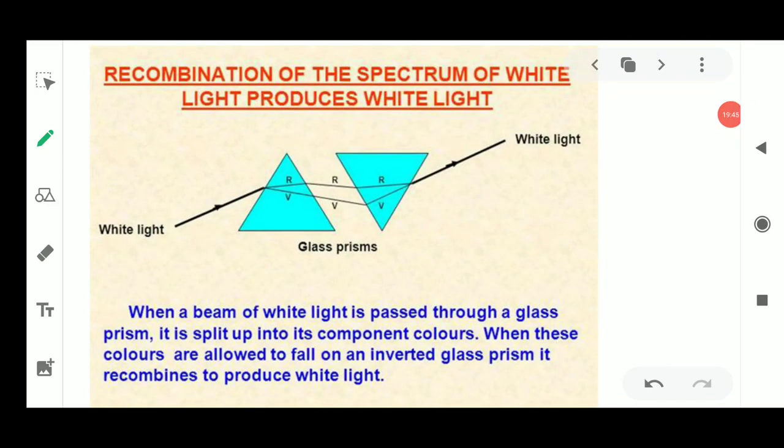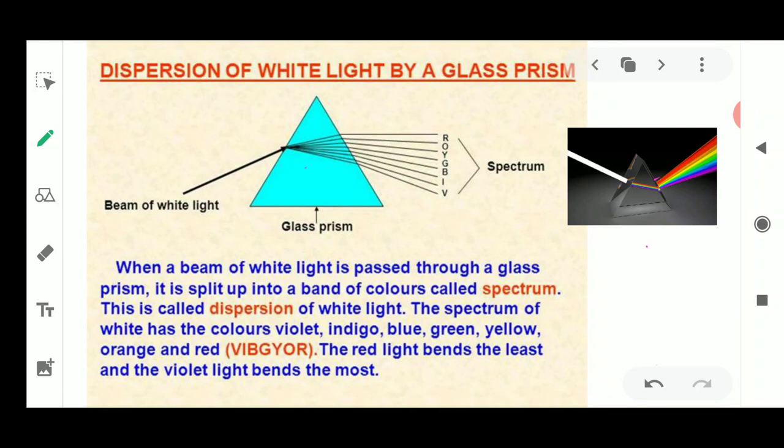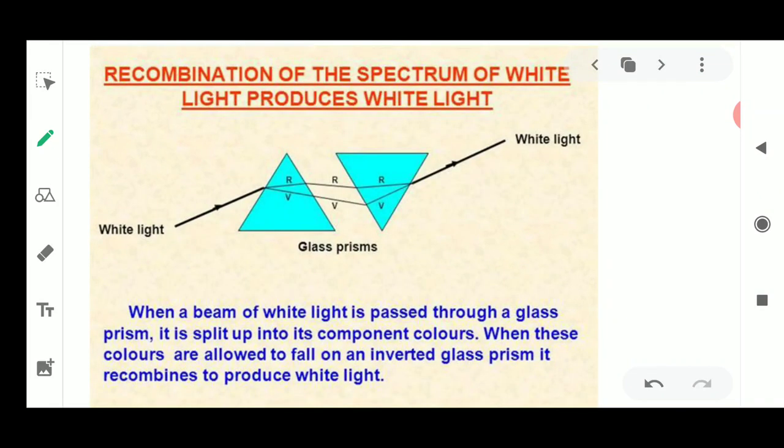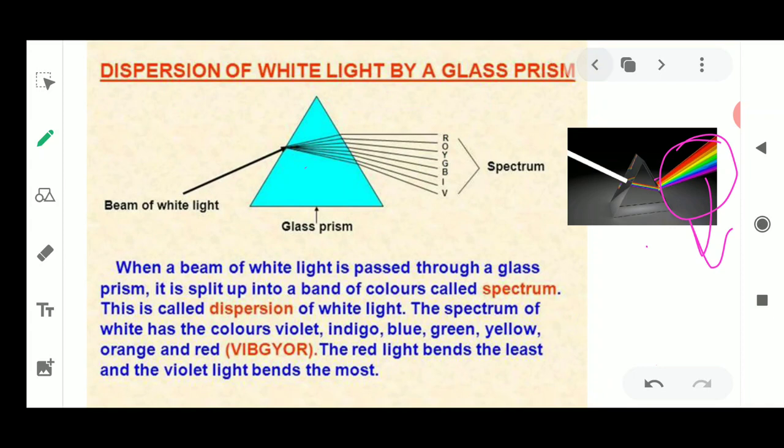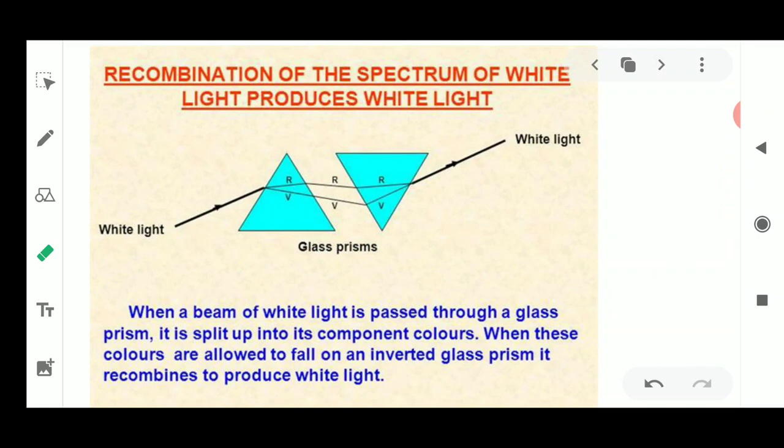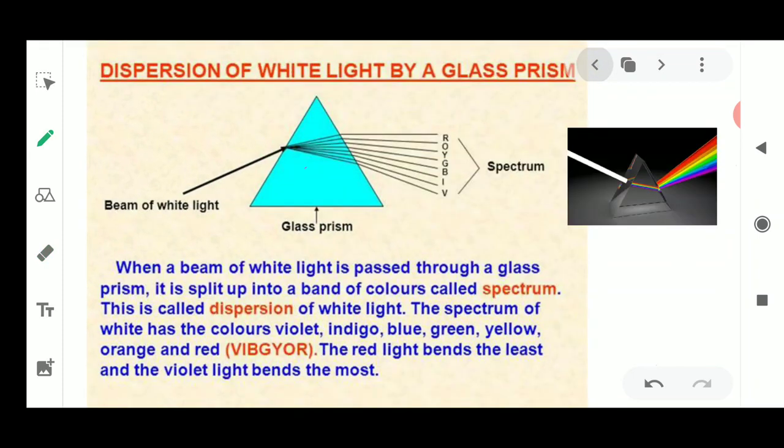Next, we will see one more phenomenon. When a prism disperses white light like this, is it possible that if we combine these 7 colors, they again become white light? This is proved by the next experiment, the recombination of the spectrum of white light producing white light. Here the spectrum is being formed, as you could see in the diagram, and as you could read over here, VIBGYOR is formed.